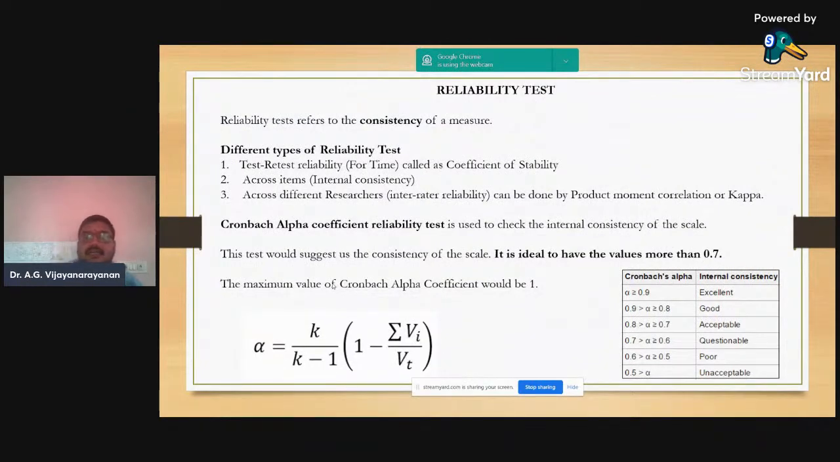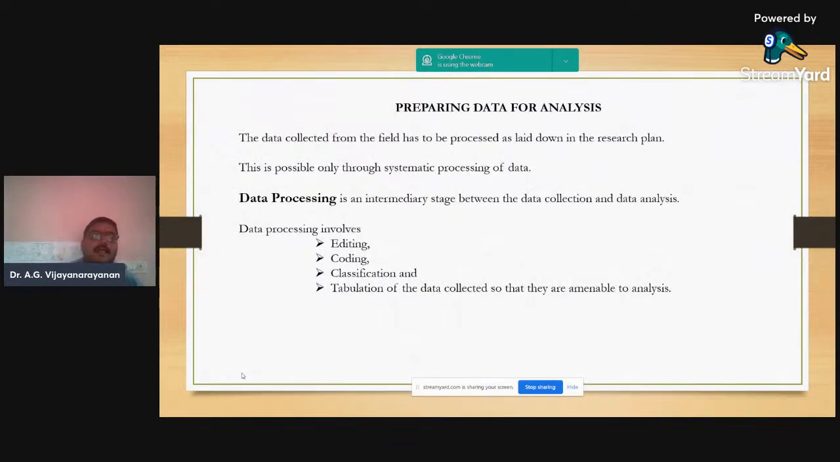You can find the values here, okay, and the interpretation of that Cronbach Alpha. And this is the formula which we use. This is very technical. I don't want to get into that. So validity refers to the measurement. Reliability refers to the consistency of the data. Now I am coming to the data analysis.